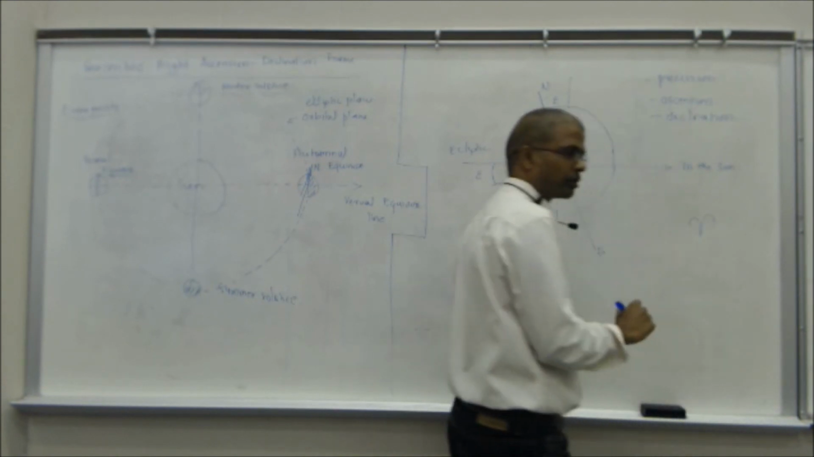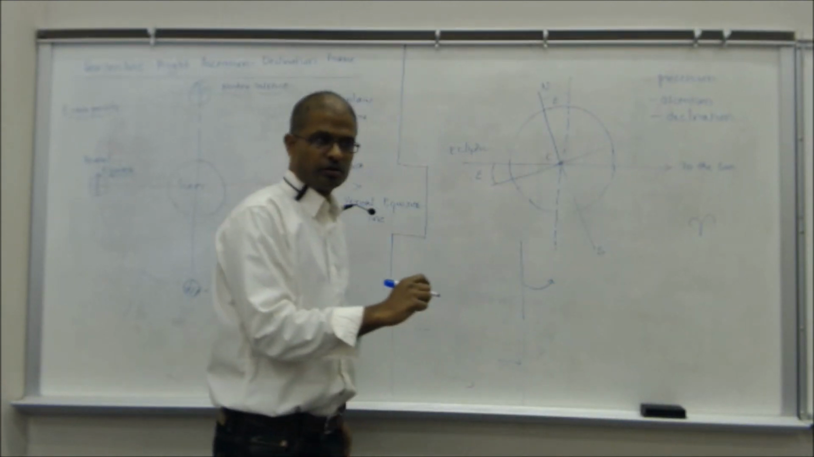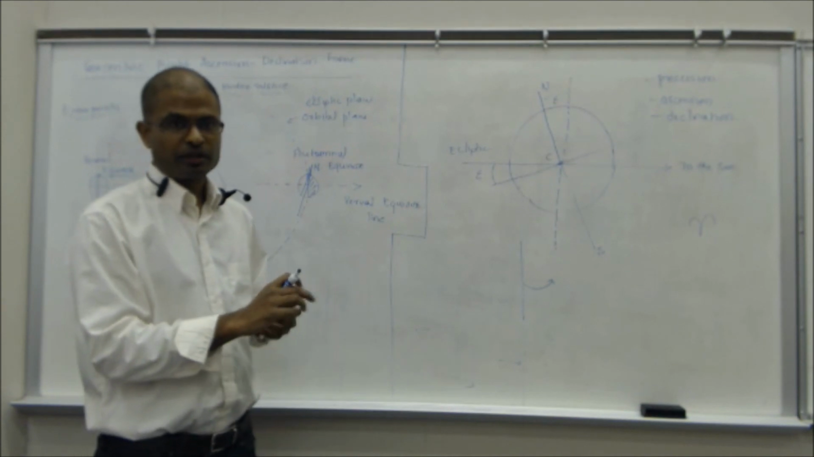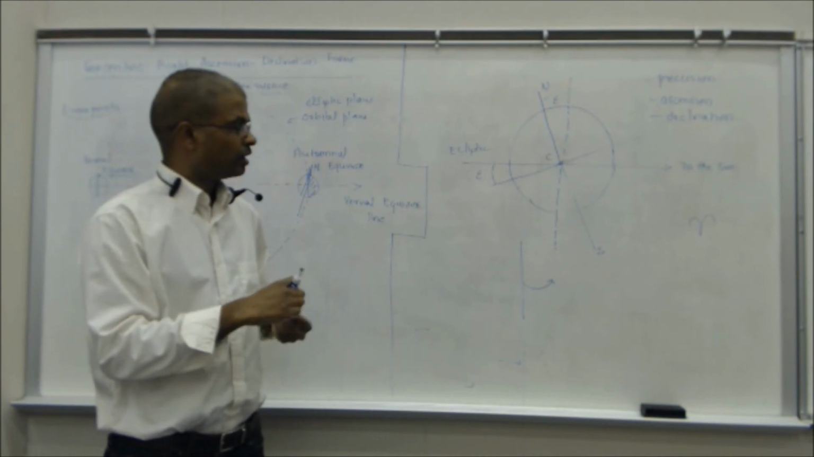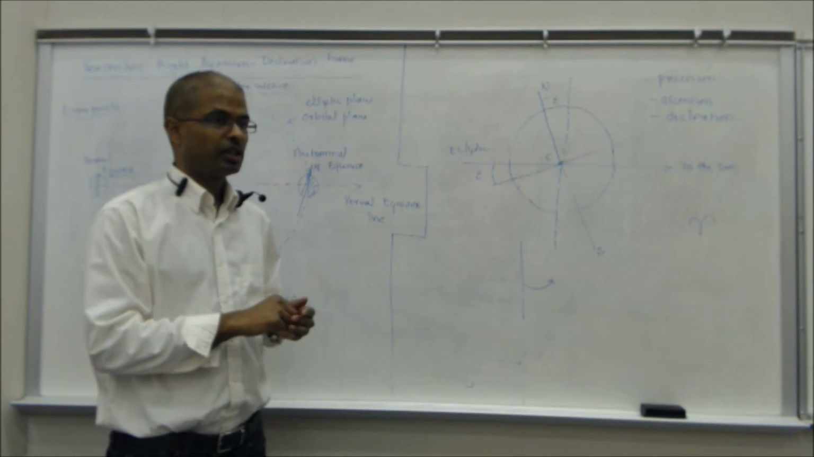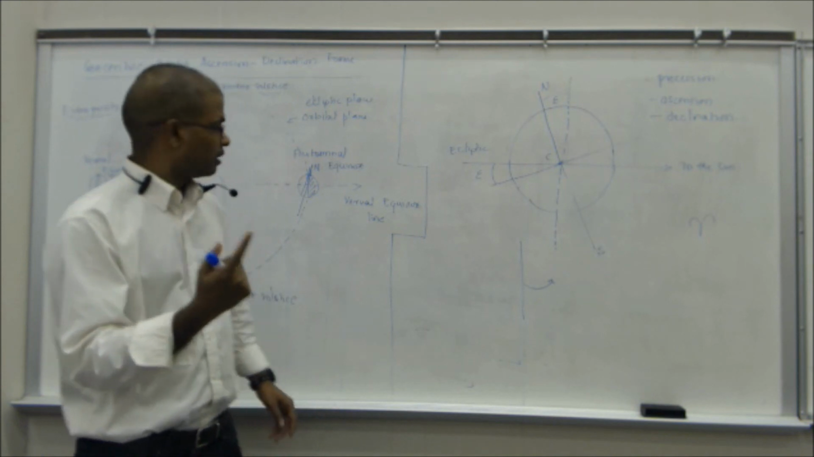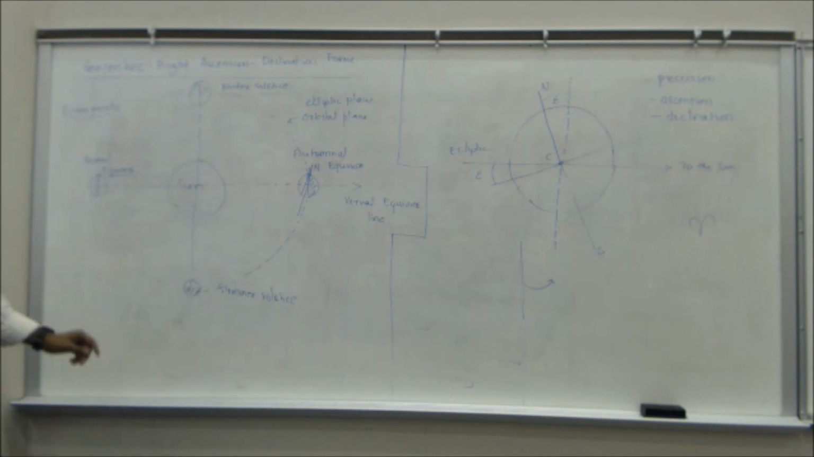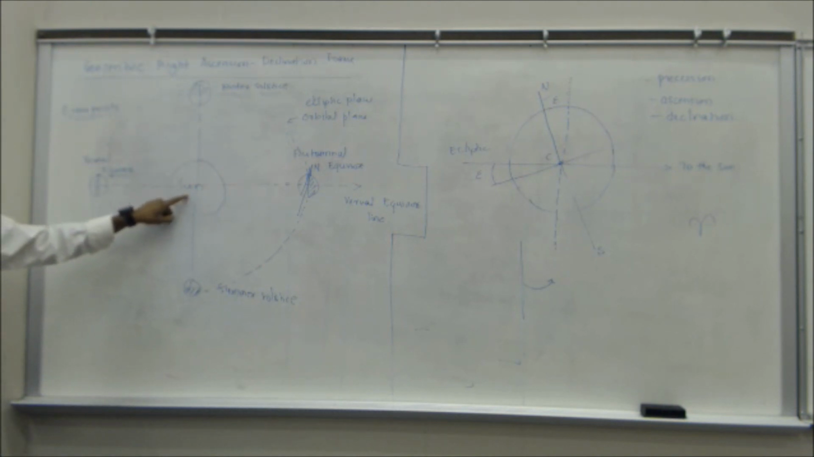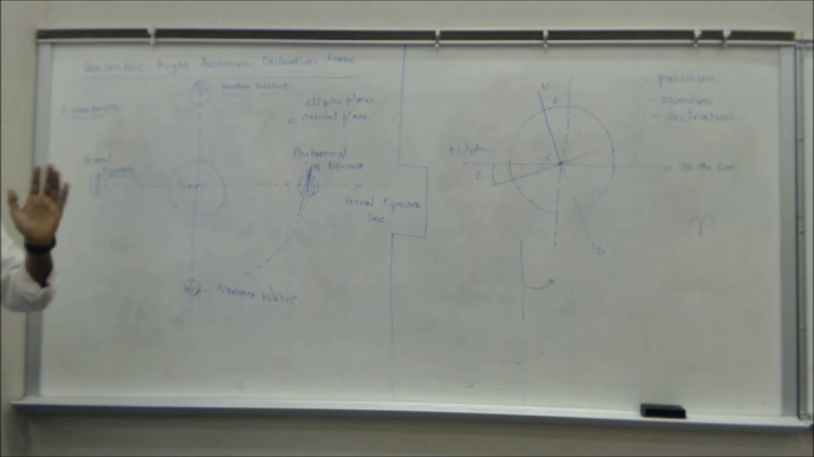Or this, what is the symbol? This is the Aries, right? Aries is a constellation. This Aries constellation, with respect to the position of Earth, is always there.